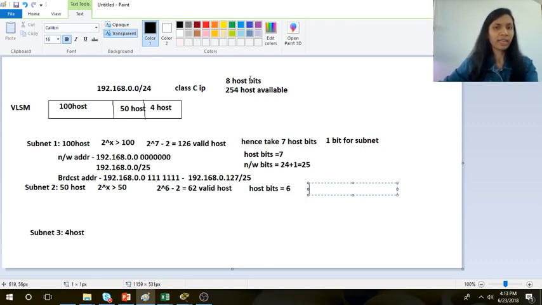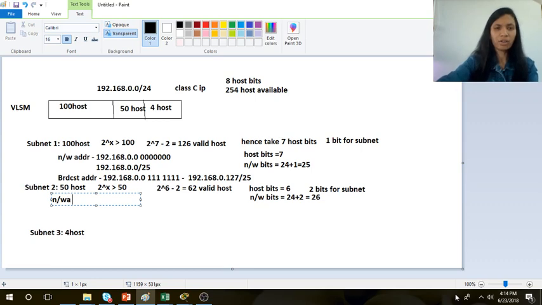Because you had 8 host bits in case of class C, from that you are just going to use 6. So you are left with 2 bits, and those 2 bits you can use for subnet. That is going to give you total network bits equal to 24 plus 2, which is 26. And hence you can calculate the network address for your subnet 2.